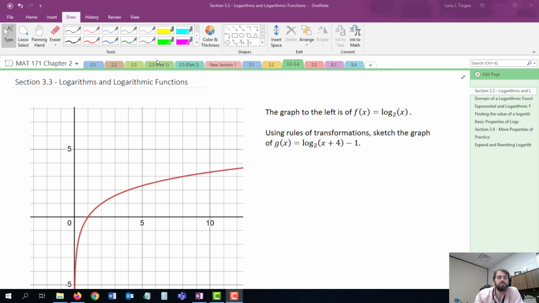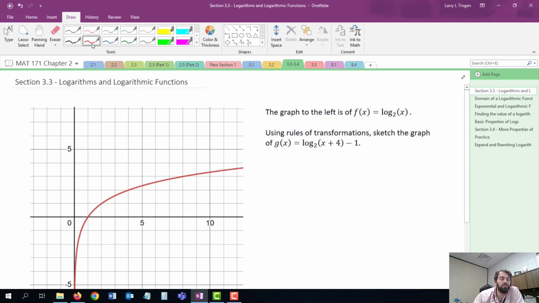All right, we're moving on to section 3.3, logarithms and logarithmic functions. Down here to the left, we have a graph of f of x equal to log base 2 of x. And we're asked to use the transformation rules that we've learned before to sketch the graph of log base 2 of the quantity x plus 4, minus 1.